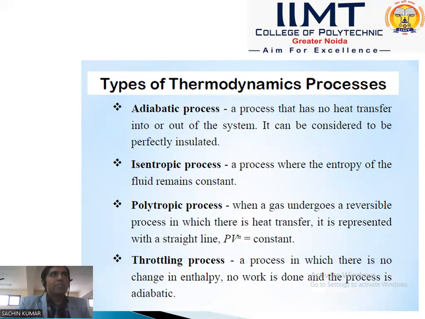In a polytropic process, we consider PV^n equal to constant. Now enthalpy: a throttling process means the enthalpy is constant. If we consider a process going from state 1 to state 2, and the enthalpy of the system is constant, that is called the throttling process. In an adiabatic process there is no heat transfer in or out. Isentropic means entropy is constant, and in the polytropic process, PV^gamma equal to constant.